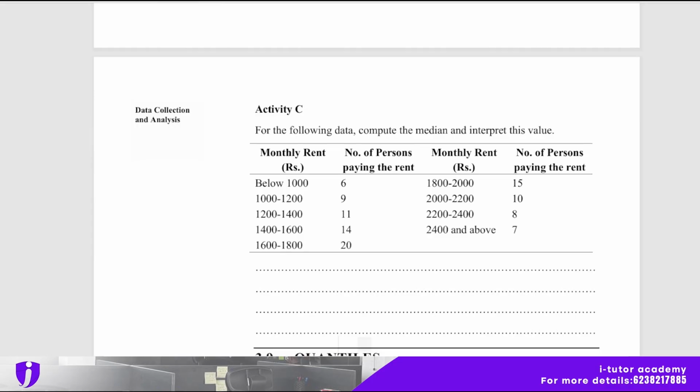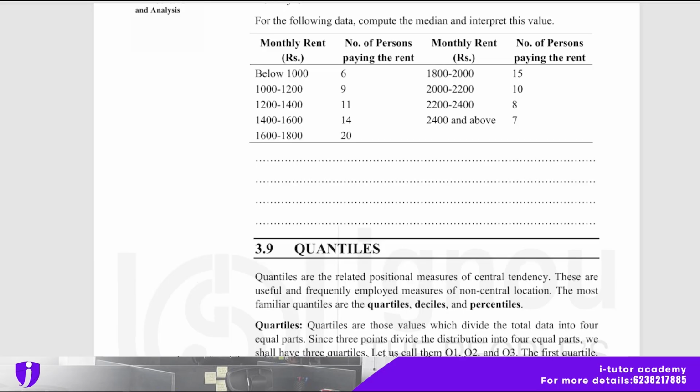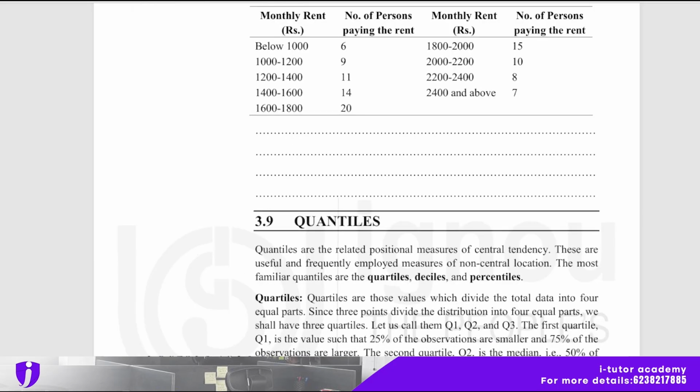So here is an activity based on that. You just try to do this activity, and it will help you for more understanding about the median.